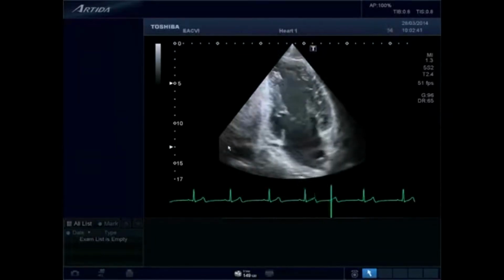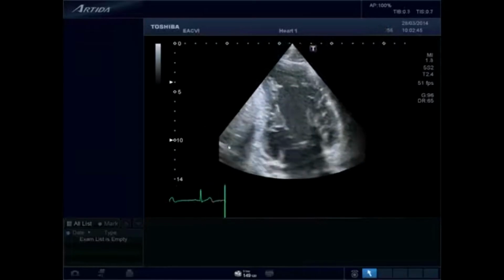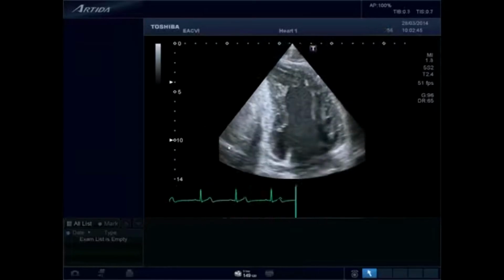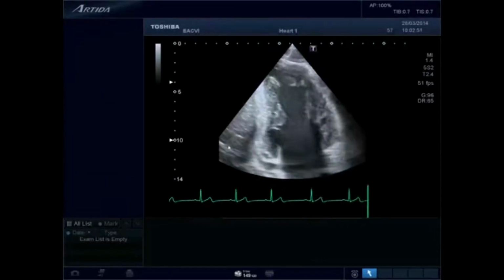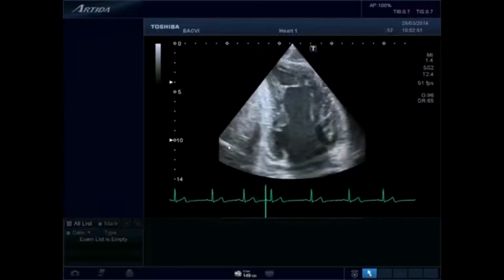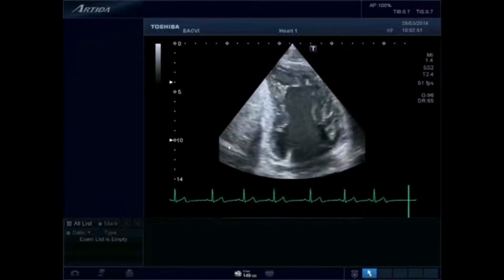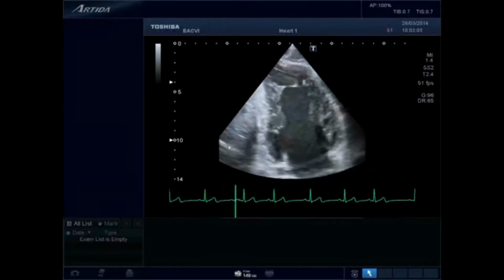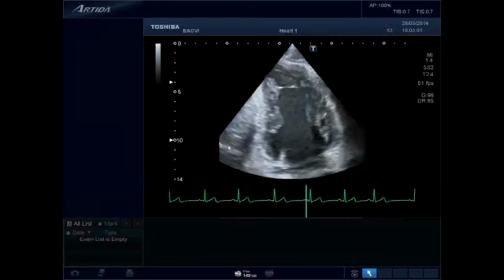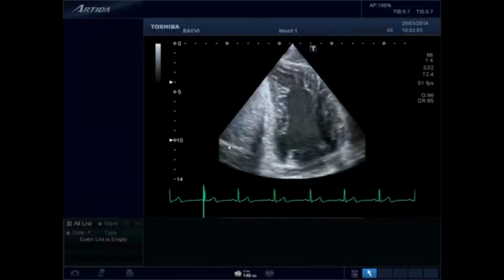So then I will decrease the depth in order to focus on my left ventricle. So I can see here very nicely the left ventricle, and I will appreciate the wall motion of the anterior and inferior wall. And I will be also able to measure the left ventricular volume in order to assess in a biplane way the left ventricular volumes and ejection fraction.